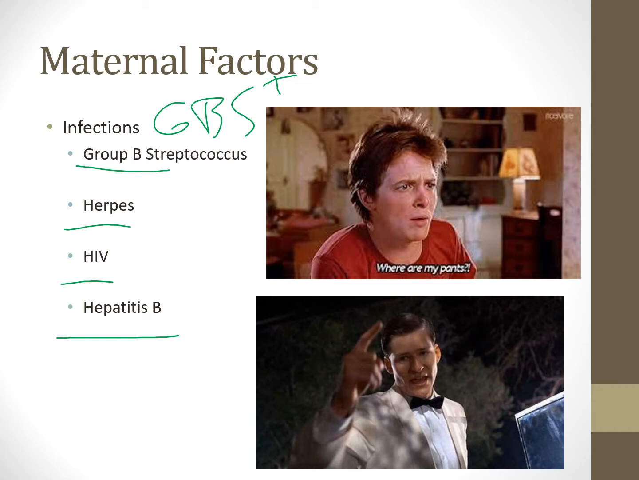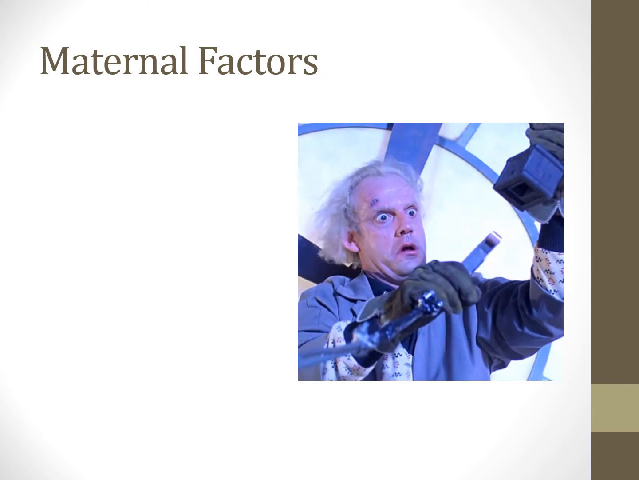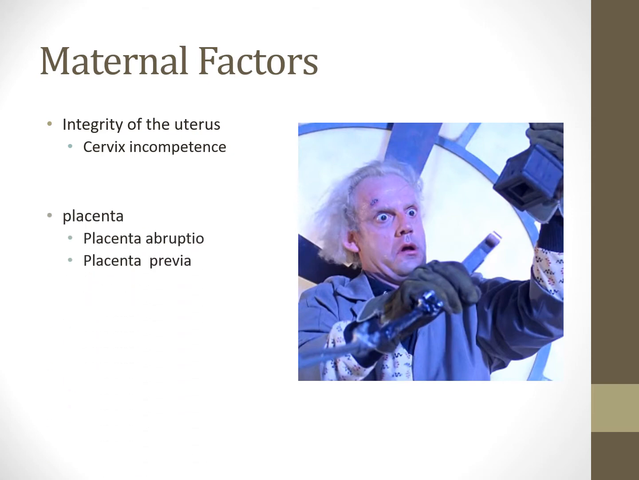Hep B can also factor into it. Make sure mom has all of her shots, of course. But GBS is going to be one of the big ones that you'll see out there in the labor and delivery unit. If mom's GBS positive or not, you want to know about that because that could transfer over to baby as well. Right. Other maternal things that can happen is we can have a change of integrity of the uterus. So cervical incompetence is just a fancy word. Usually means a shortened cervix, which is one of the classic things out there.